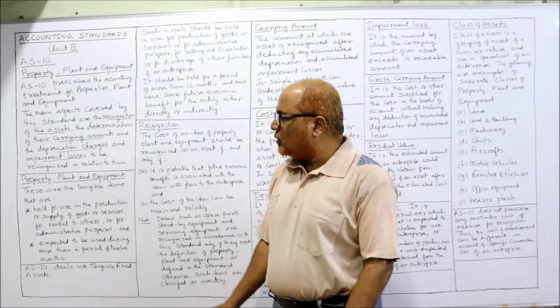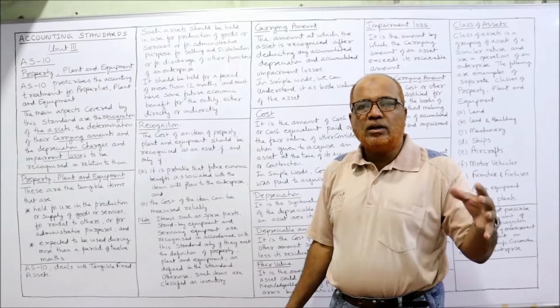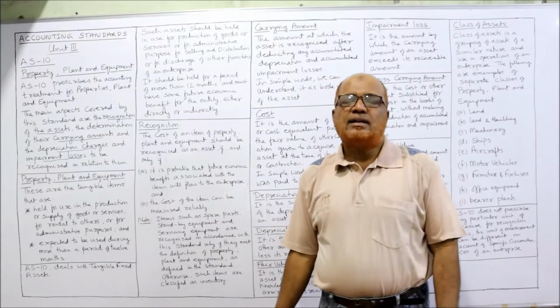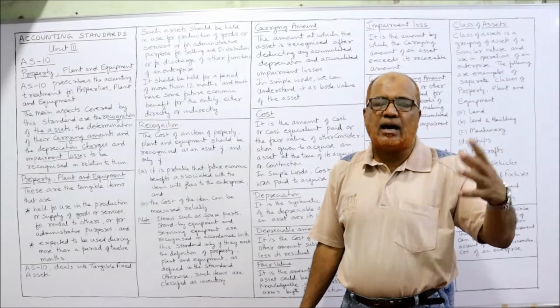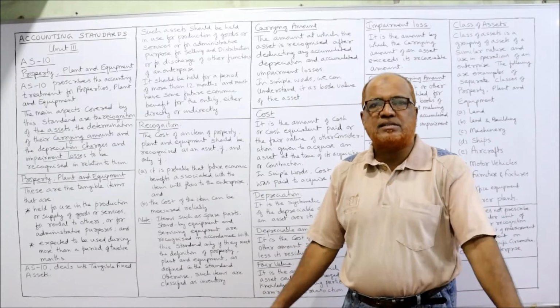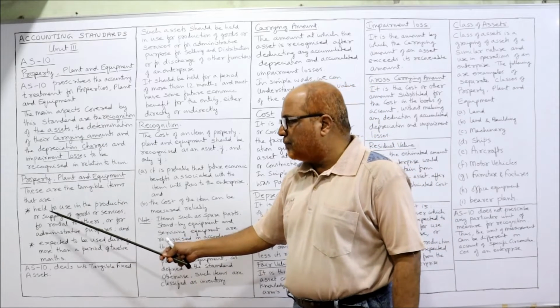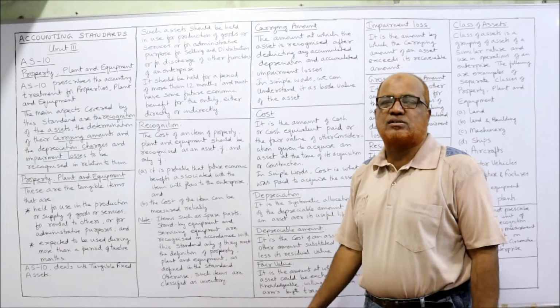Now I'm going to explain what is property, plant and equipment. What does it mean? What does it include? These are the tangible items. Tangible means the assets which we can see, which we can touch physically, that is, those assets are present. These are the tangible assets that are held for use in the production and supply of goods or services.